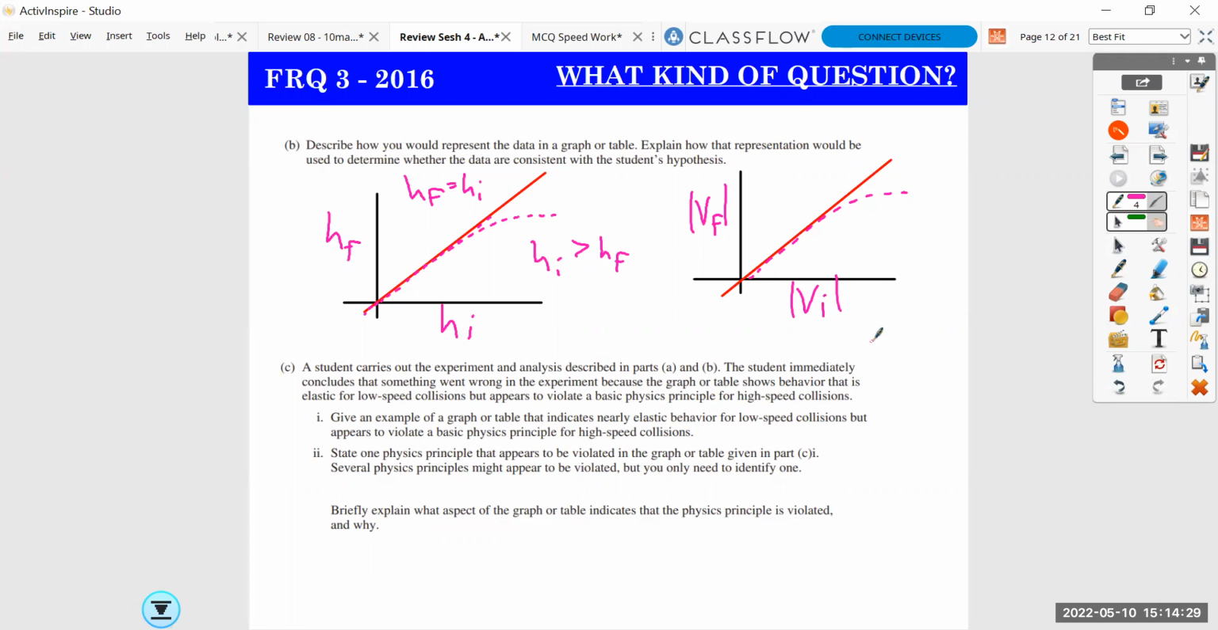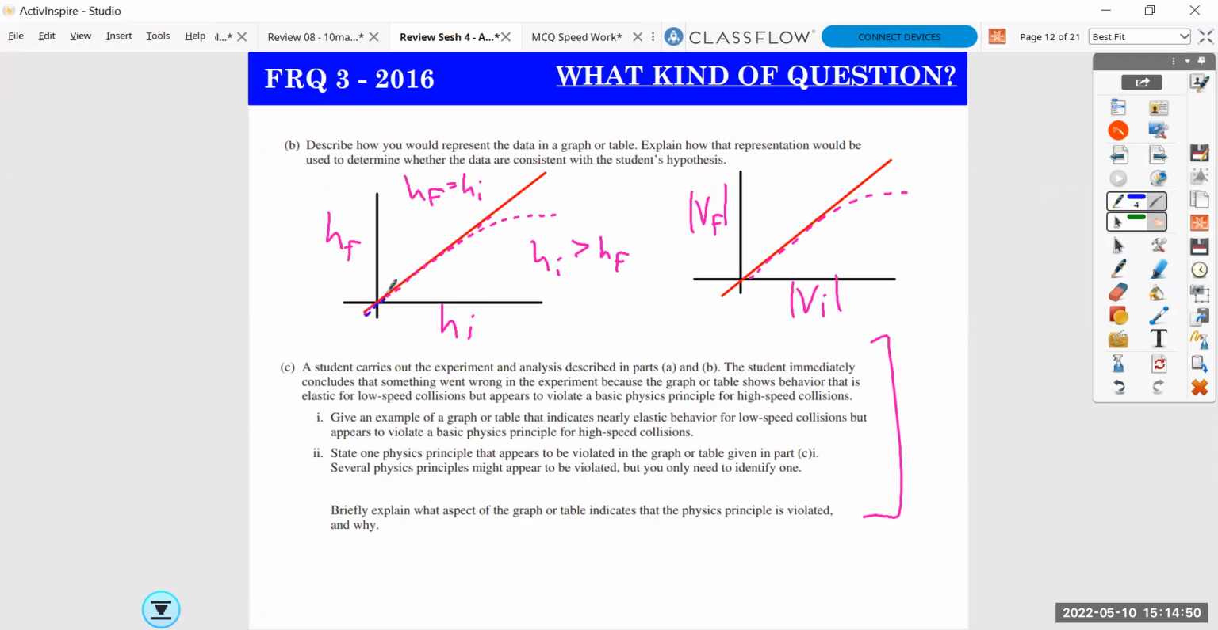C is written really weirdly, so let's talk about this. A student tries it and something goes really wrong. They immediately conclude that they did something wrong because they got data that fundamentally doesn't make sense, that violates a basic physics principle. And they want you to give an example. Well, let's take an example. Let's take the height example.